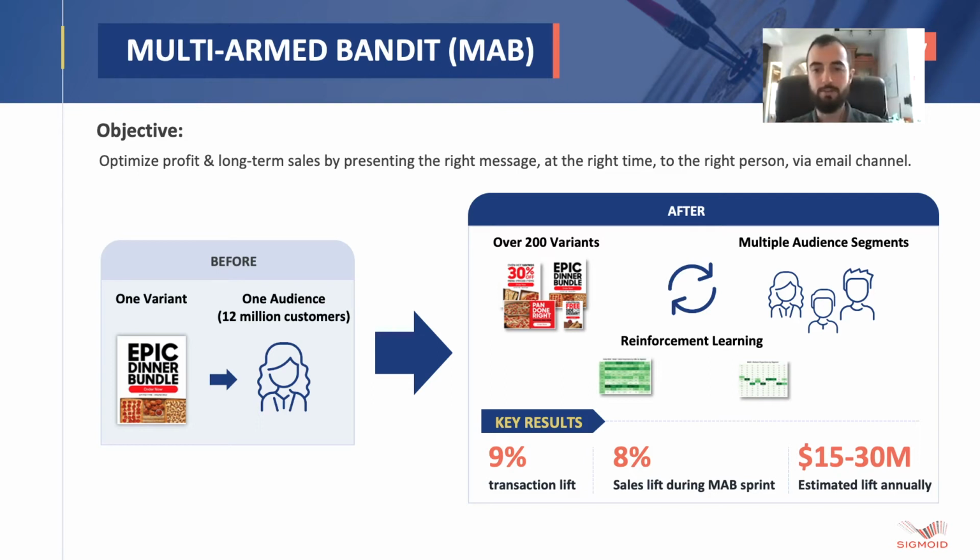So instead of one email variant, we parameterized a number of different aspects of the email and came up with over 200 variants. Aspects like subject line: is it serious? Is it funny? Does it have the discount in it? Looking at the media that's in the email, what's the discount itself? So we parameterized all those different components.